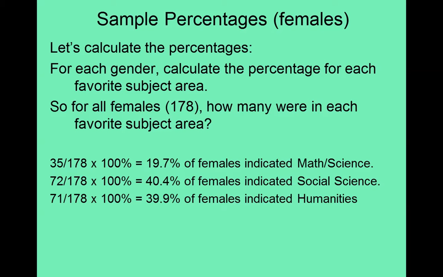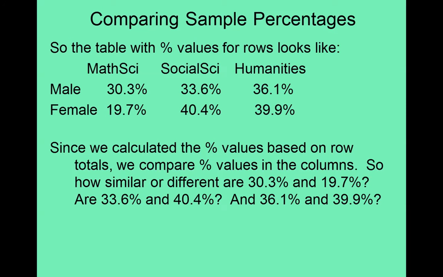Now consider the females. So for all 178 females, how many were in each favorite subject area? 35 divided by 178 times 100 gives 19.7% of females who indicated math or science. 72 divided by 178 times 100 is 40.4% of females who indicated social science. And 71 divided by 178 is 39.9% of females who indicated humanities. So the table with the percent values inserted for the rows looks like the following.